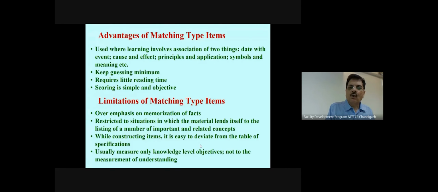Limitations are that overemphasis on memorization of facts, restricted to situations in which the material lends itself to the listing of a number of important and related concepts. And while constructing item, it is easy to deviate from the table of specification and usually measure only knowledge level objective and not the measurement of understanding.